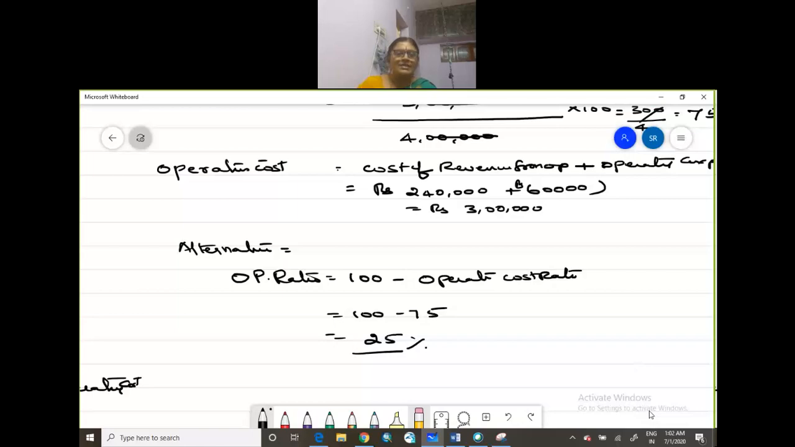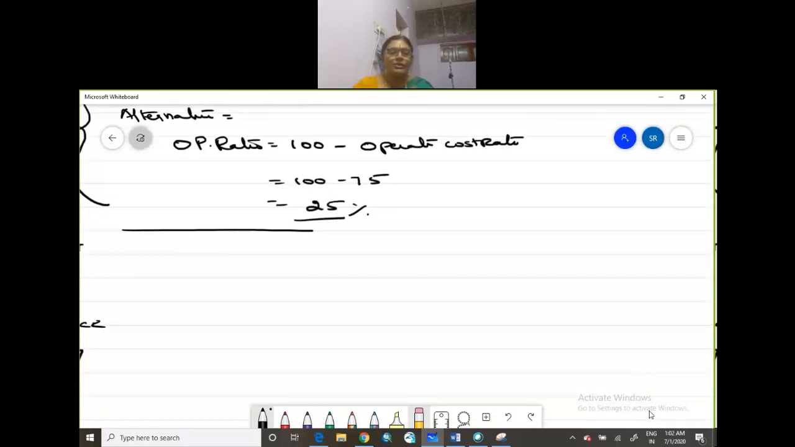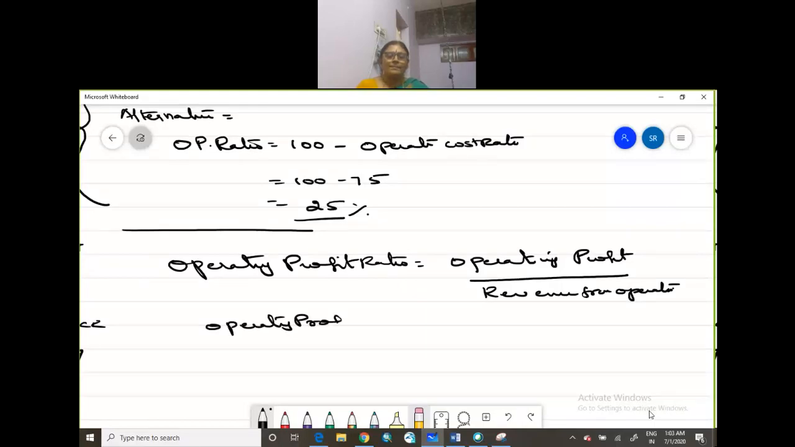Now let us see how to calculate operating profit ratio directly. Operating profit ratio is equal to operating profit divided by revenue from operations. Now to find out operating profit, it is revenue from operations minus operating cost.